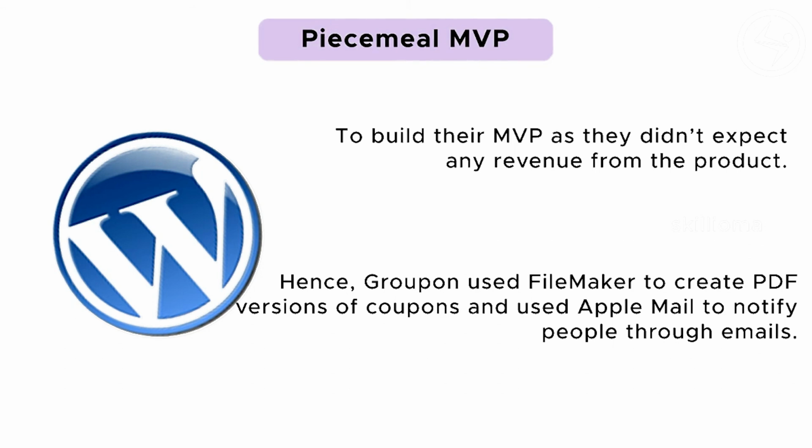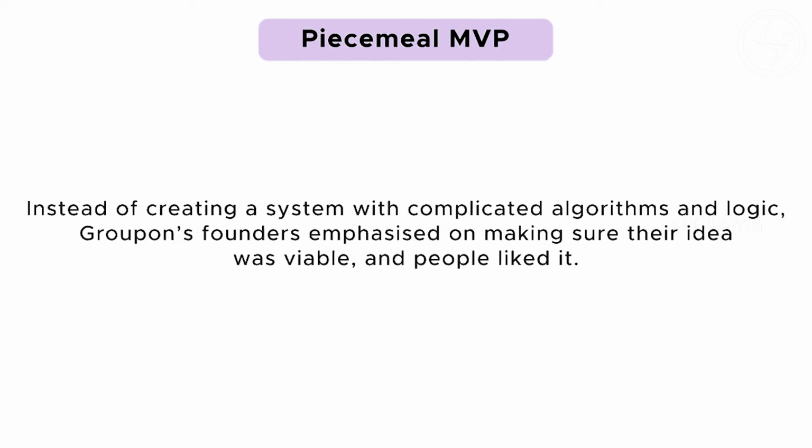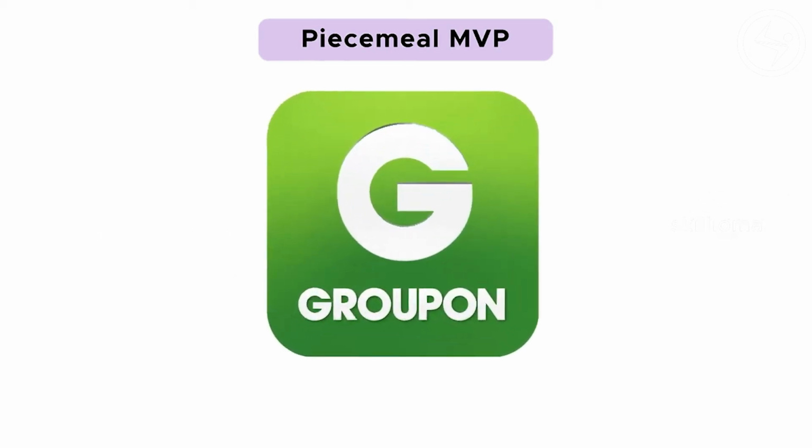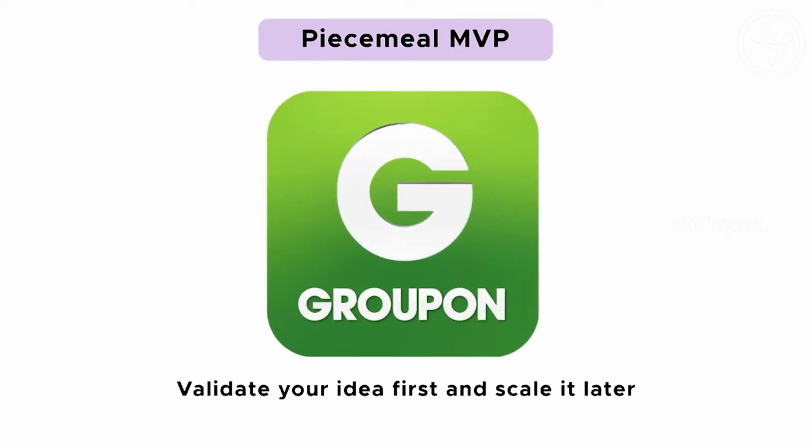Groupon wasn't a full-fledged product, as you can see, when it launched, which proves that you do not need to build a complete scalable product from the beginning itself. Instead of creating a system with complicated algorithms and logic, Groupon's founders emphasized making sure their idea was viable and people liked it. Thus, the moral of Groupon's example is to validate your idea first and scale it later.